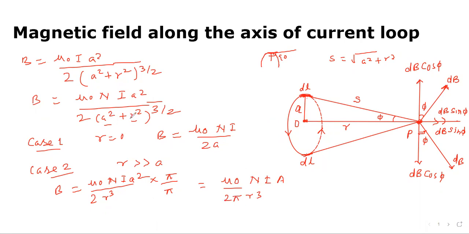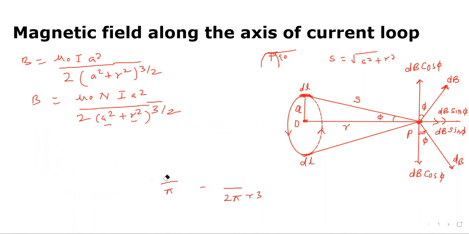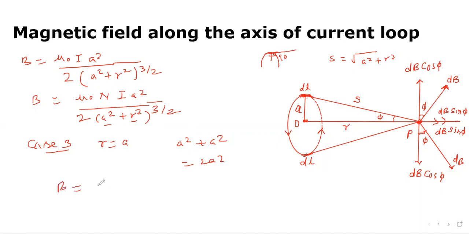Now consider the third case when R and A are equal. If R and A are equal, in that case we will get B equal to, here case 3, we are writing R equal to A. Then this will become A square plus A square, so that will become 2A square inside the square root, and then we will take 3 by 2 power. So we will get B equals mu naught N I divided by 2 power 5 by 2 times A.